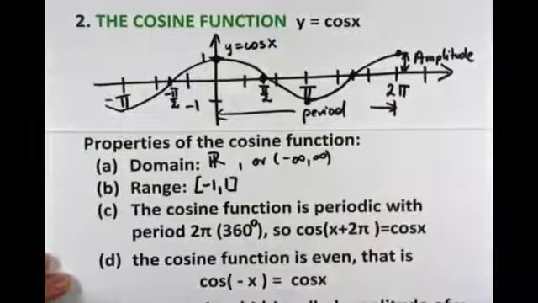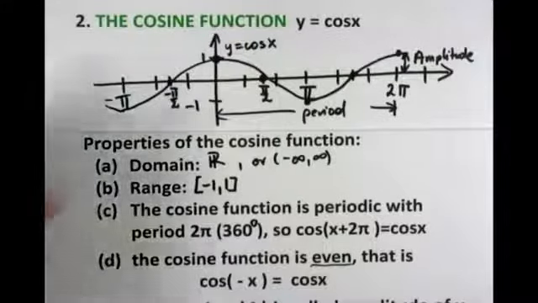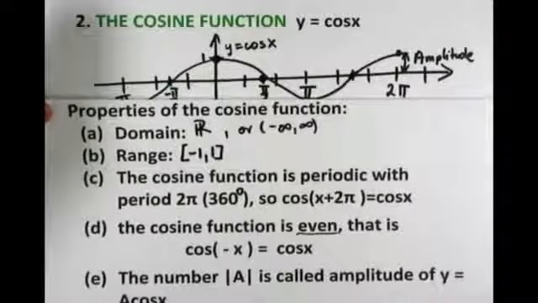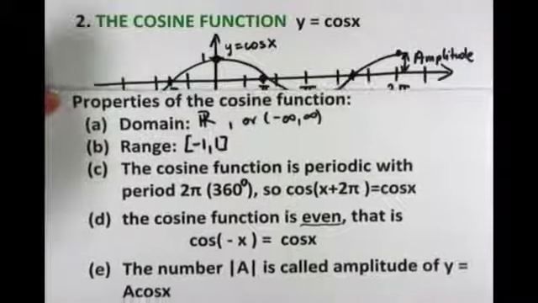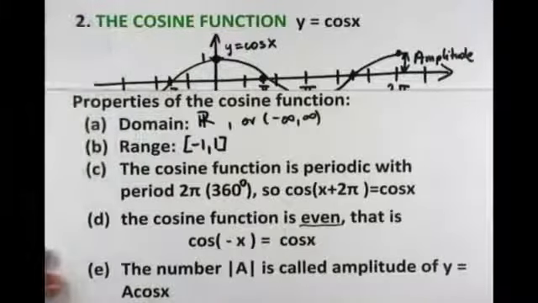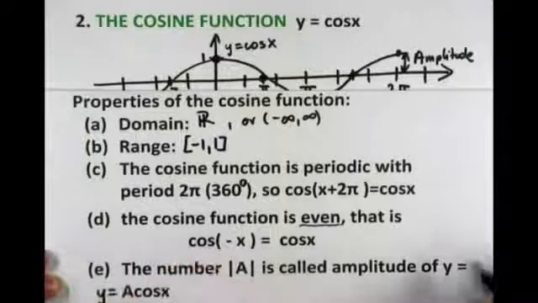Okay? And then the cosine function is even. That's the only function that is even. That means cos of minus x is equal to cos x. And the same we have for the amplitude, that the number absolute value of a is called the amplitude of the function y is equal to a times cos x.